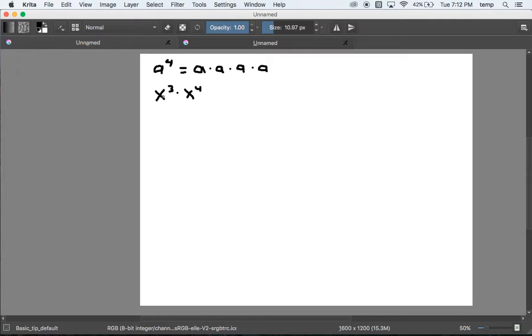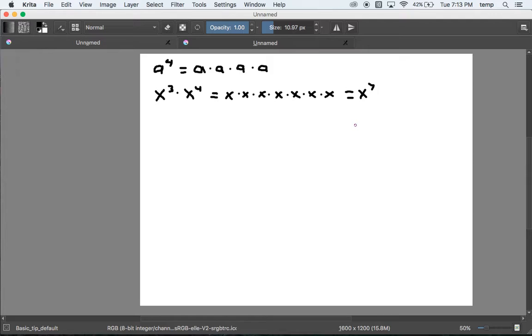But what this means is we're taking x multiplied by itself 3 times, right? And now we're going to the fourth. So x multiplied by itself 3 times is this first part, and then we have x multiplied by itself 4 times for the second part. So now we have x times x times x right here, and the second part is x times x times x times x. So now we're multiplying x by itself 7 times. Right, so this is going to give us x to the 7th.